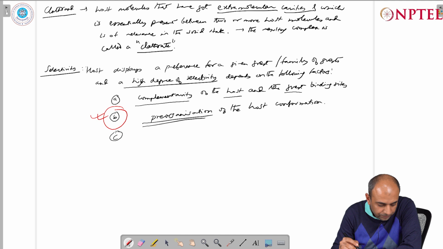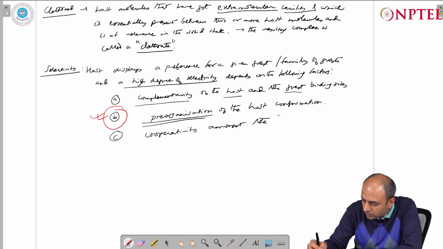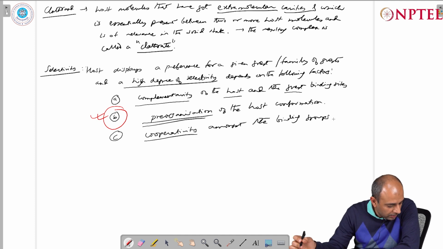And the third one is the cooperativity amongst the binding groups. That means the sites which are available on the host molecule are now available for binding with the guest molecule, and what is the overall cooperativity amongst the binding groups.